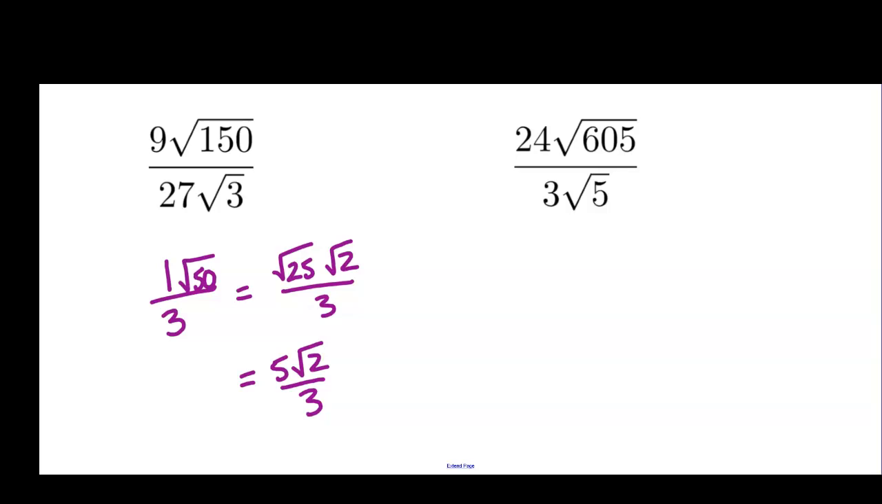Now we have 24 square root of 605 over 3 square root of 5. So 24 divided by 3 gives us 8. And then 605 divided by 5 is 121. 121 is a perfect square, so we have 8 times 11, which is 88. And again, we see an example where we were dividing two square root expressions and got an expression without a square root as our simplest answer.